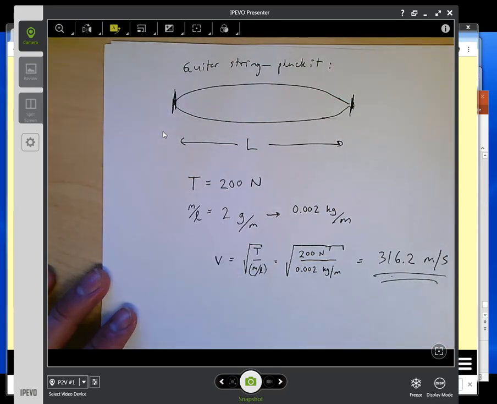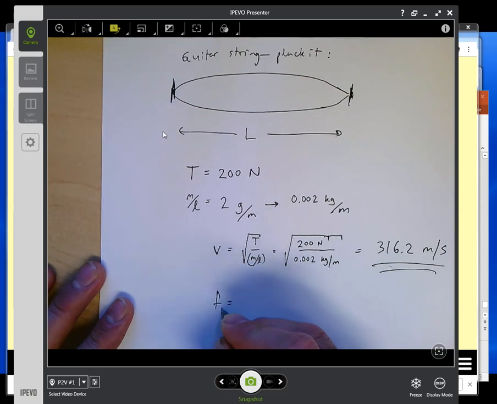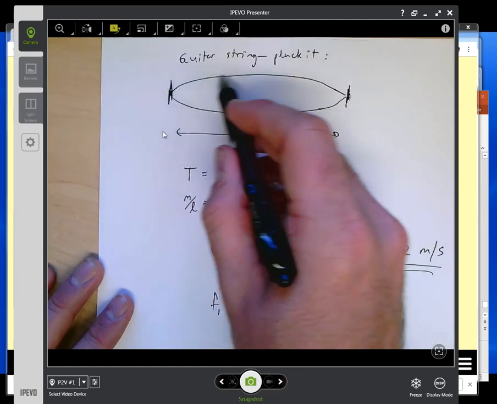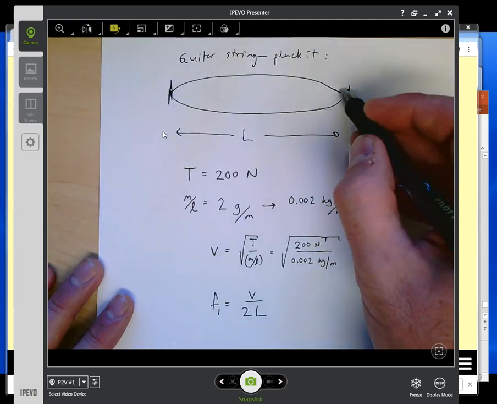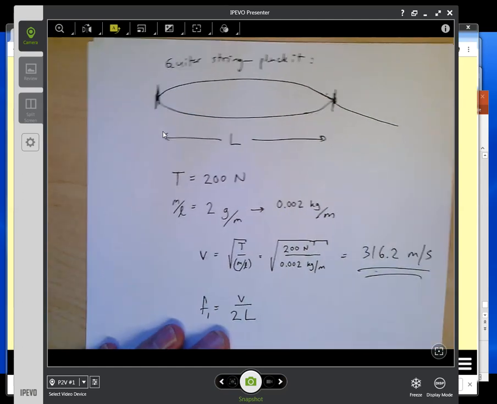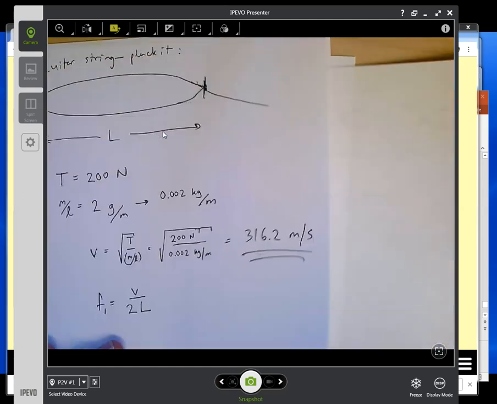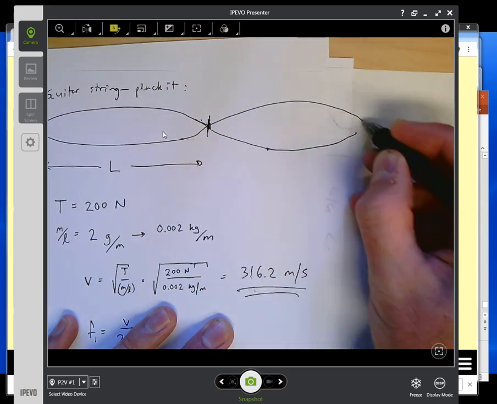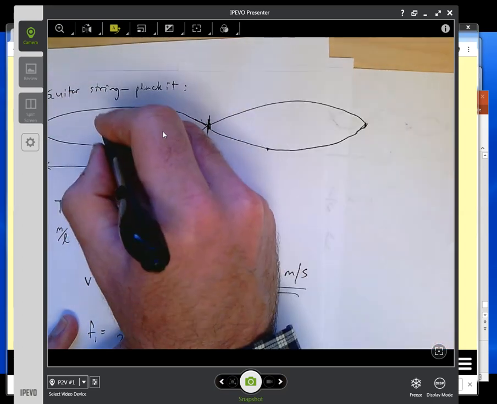But the other thing that we could be interested in now is what is the frequency of our lowest frequency mode, our fundamental mode. And as you know, this f1 is equal to v over 2L, right? And we have 2L because half of a wavelength fits into the space here. So if I were to continue this onward like this, you could actually see that this is 1/2 of a wavelength here.